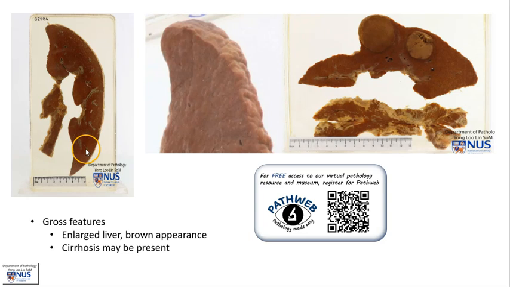Grossly, the liver is usually enlarged, or it can be cirrhotic, and usually the cut surface will show an abnormal brownish discoloration. And in this picture, we can see this nodular appearance of cirrhosis. And here is an example of hepatocellular carcinoma arising in the background of hemochromatosis with cirrhosis.